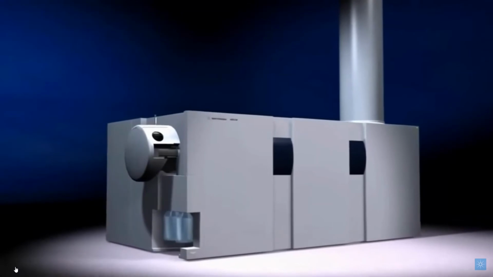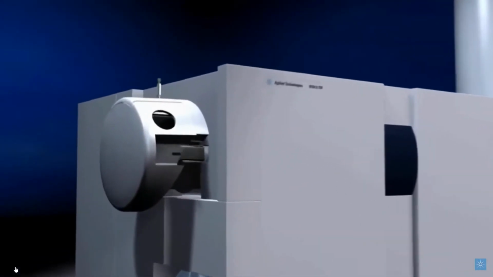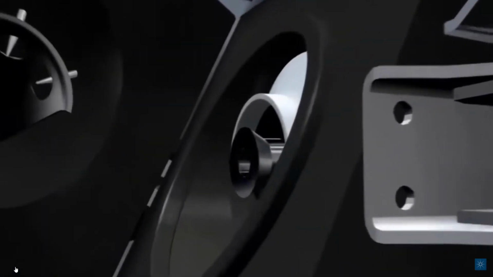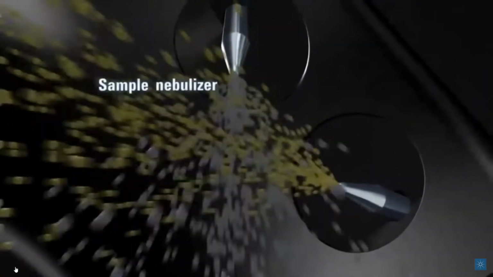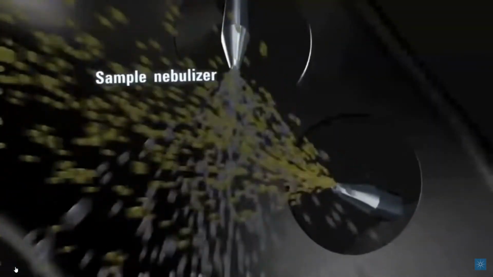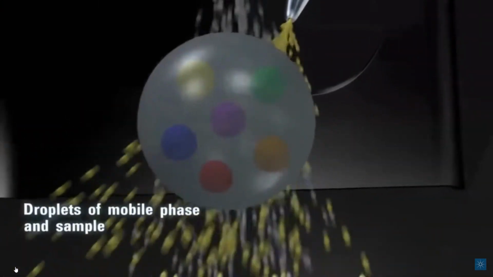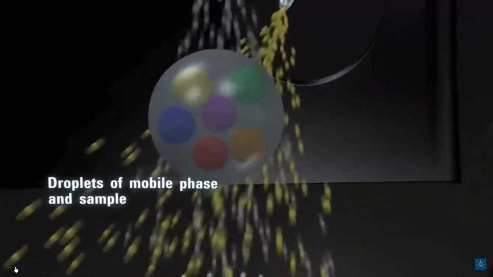This is an Agilent time-of-flight mass spectrometer, and we're going to open the source chamber. You can see here, this is the sample nebulizer. So we have a stream of charged droplets emerging from the sample nebulizer in electrospray. And alongside, you can see the reference nebulizer, that is for internal mass correction. And these charged particles are drawn into the source of the mass spectrometer.